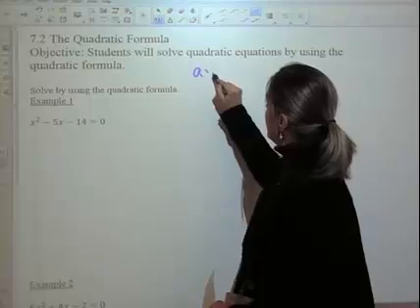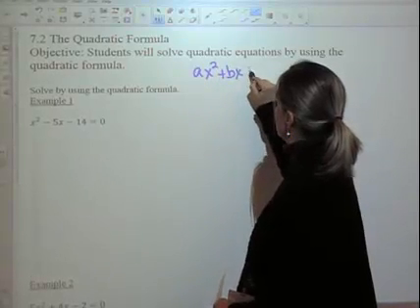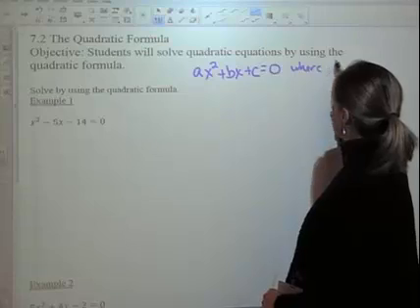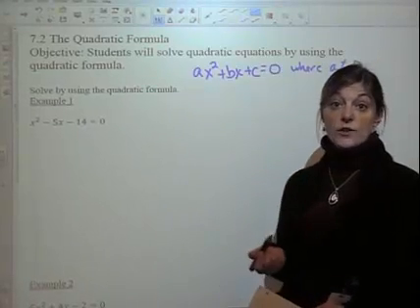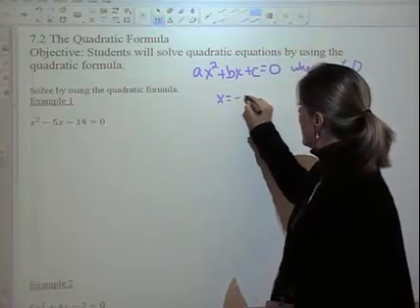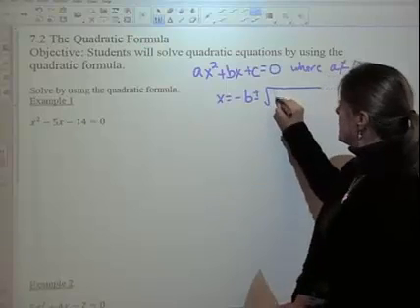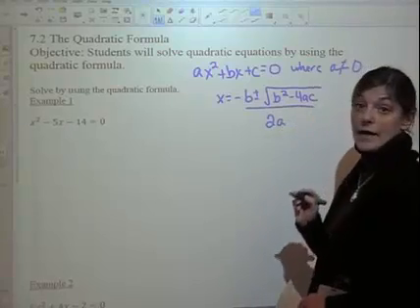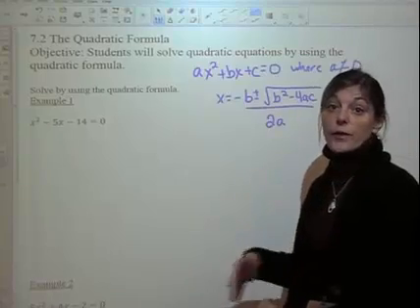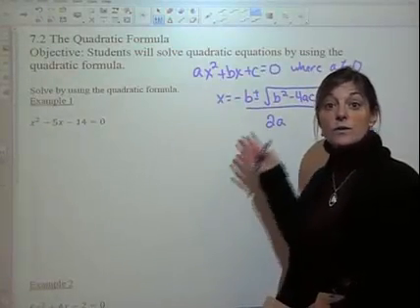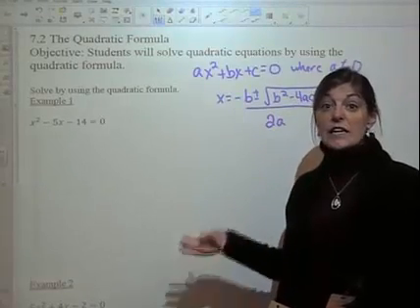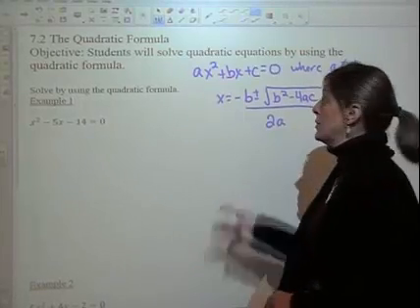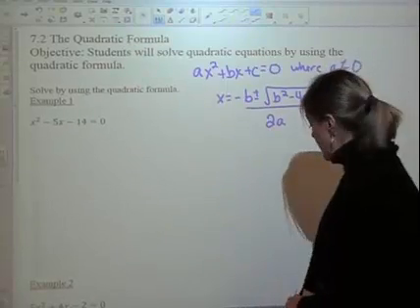Okay, so when you have ax squared plus bx plus c equals 0, where a is not equal to 0, you can use the quadratic formula, which is x equals negative b plus or minus the square root of b squared minus 4ac all over 2a. So you plug in your a, b, and c into the quadratic formula, and that will give you your x values when the equation is equal to 0, which basically gives you the roots or the x-intercepts or the solutions to that equation. Okay, so let's try it for example number 1.